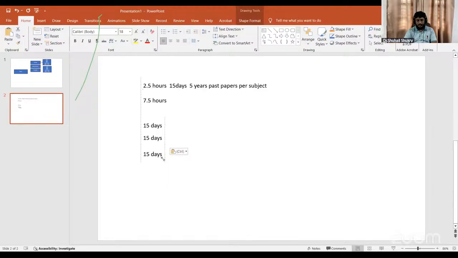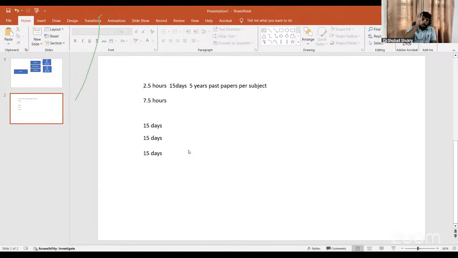As I said, English is not necessary, so you can cut off English and plan like this. Definitely you can cover all 9 subjects with 5 years of past papers. Do this, and definitely many things will change. So this is a plan.